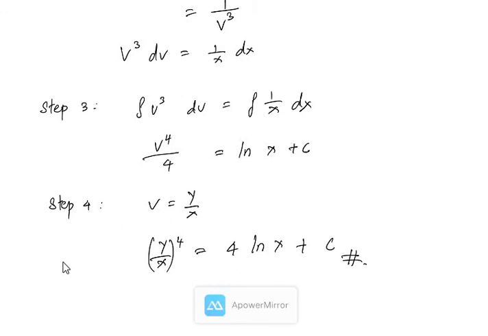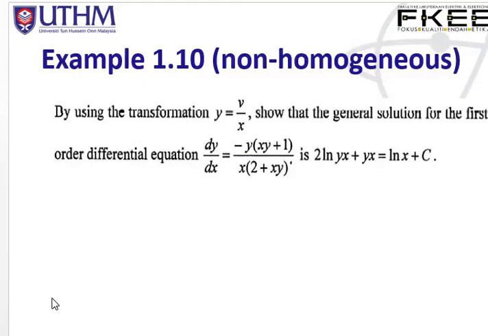Now I believe that you already understand the steps or the procedure to solve the homogeneous differential equation using the reduction to separable form. The previous example that I showed you is a homogeneous equation. What if the differential equation is not homogeneous? Normally we apply another transformation to reduce the ordinary differential equation to a separable form.